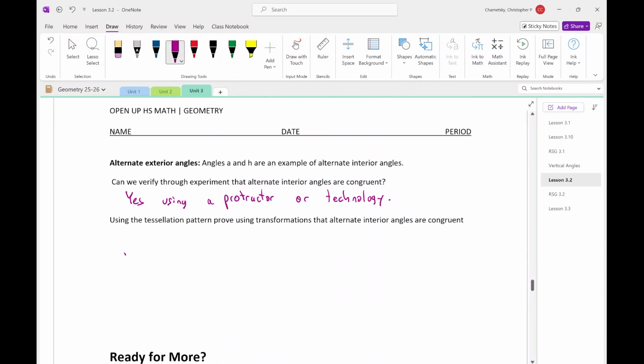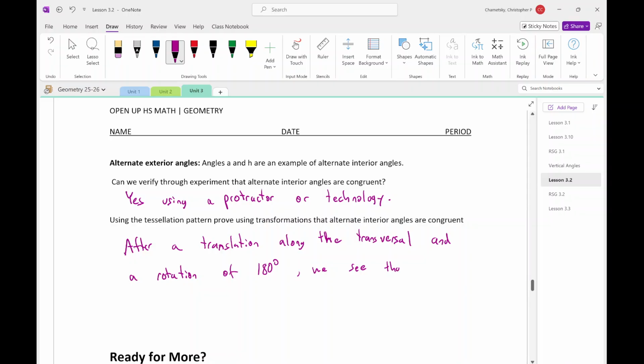So after a translation along the transversal, and a rotation of 180 degrees, we see that alternate exterior angles are congruent.